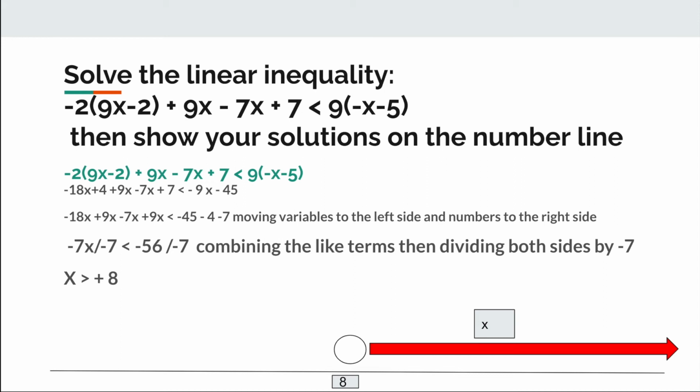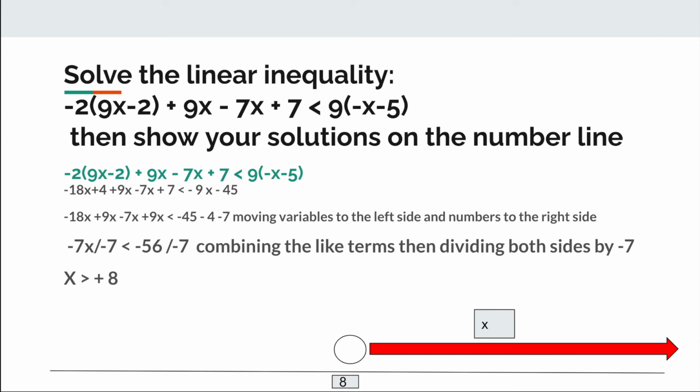So the first step was distributive property. The second step was moving variables to the left side and the numbers to the right side. Negative 18x stays the same. I dropped down positive 9x and negative 7x, and I moved positive 4 and positive 7 to the right side and changed their signs, so they became negative 4 and negative 7.